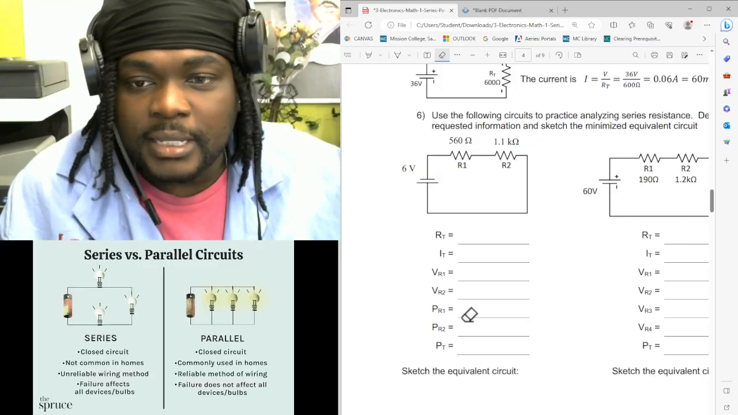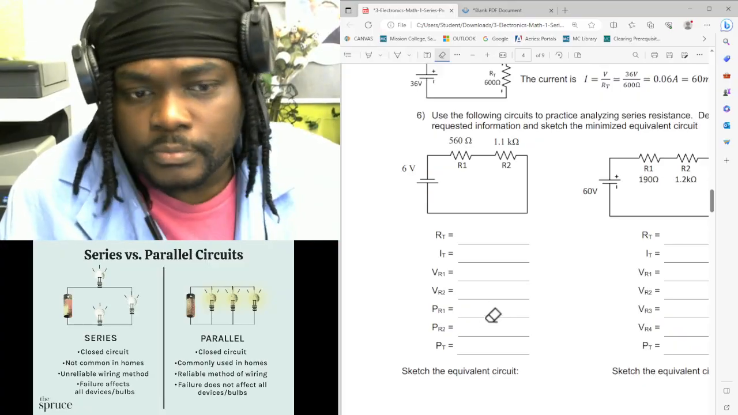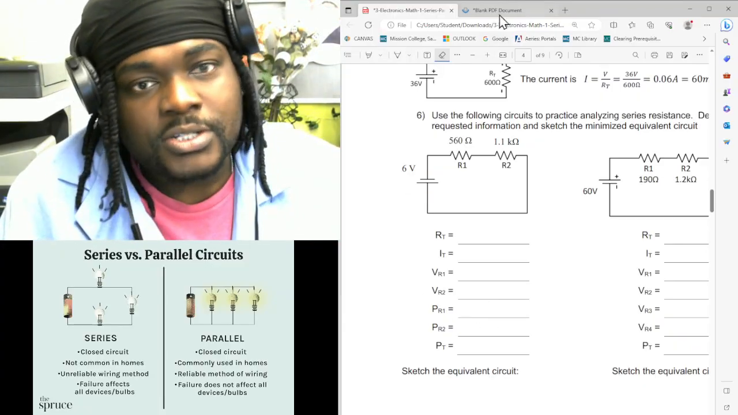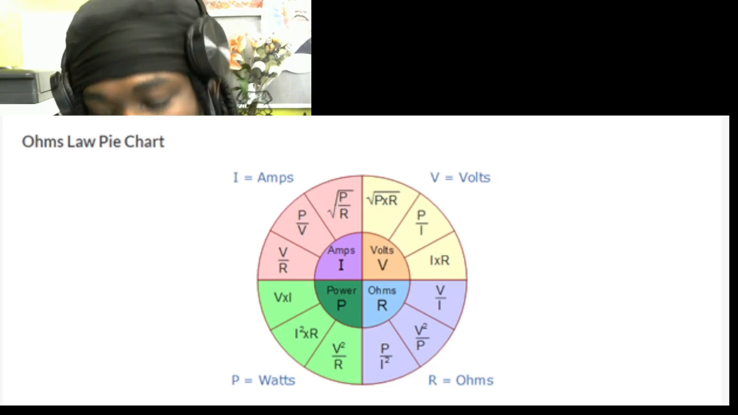We're looking at P. We're trying to push P now. We're trying to find the power in each resistor. So now what do we do? We look in our chart. We're looking for our power here. Okay, cool.